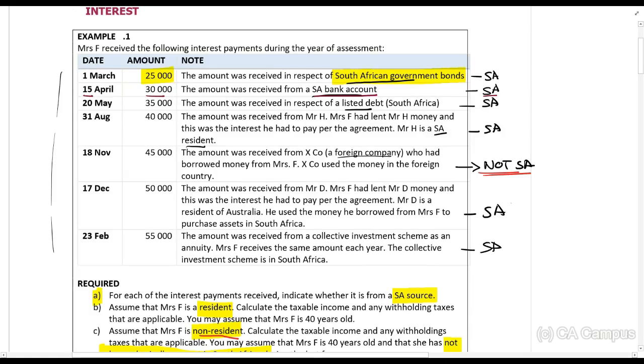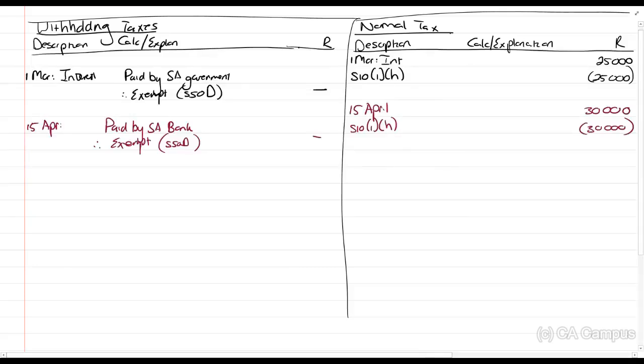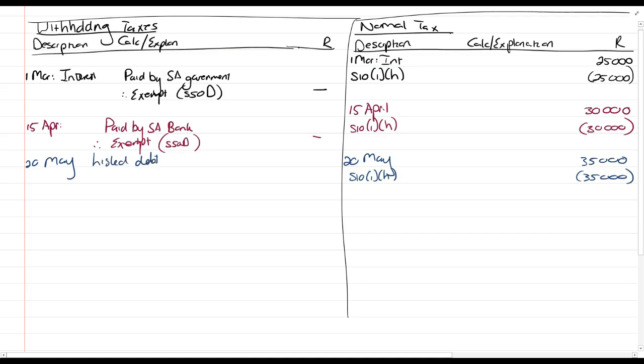Right, then the amount was received in respect of a listed debt in South Africa, so it's a South African source, 35,000 rands. So 20 May, 35,000 rands. Section 10(1)(h) must apply because the person wasn't in South Africa 183 days, no permanent establishment. Can you see, guys, how simple it is so far? Keep it all open, and this is listed debt, thus exempt. There we go.